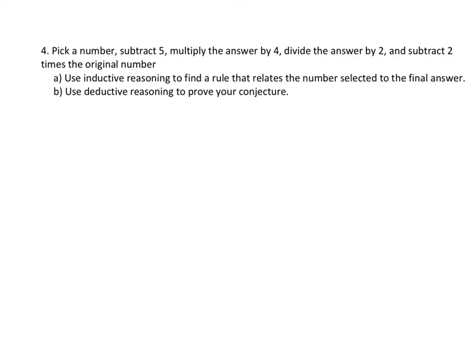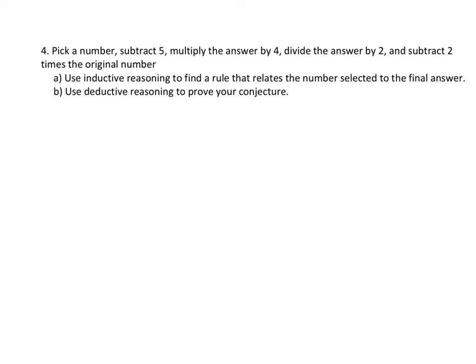Okay, so in problem 4, it's first telling us to pick a number, subtract 5, multiply the answer by 4, divide the answer by 2, and subtract 2 times the original number. So first it's telling us to A, use inductive reasoning to find a rule that relates the number selected to the final answer. And B, use deductive reasoning to prove your conjecture.